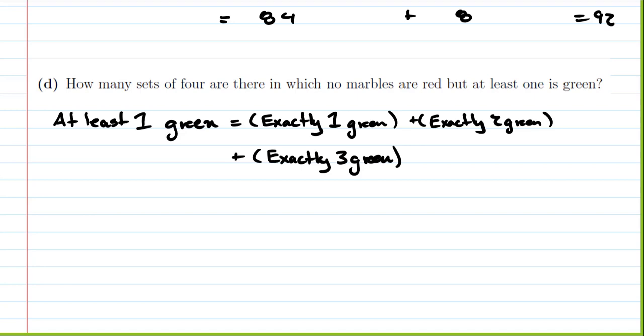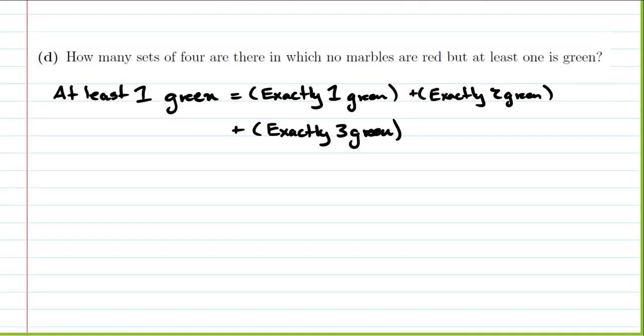Okay. So now we need to do something similar to what we did before. So we're going to need to pick exactly 1 green. And what's our other condition? No marbles are red and at least one green. Okay. So if we do our first alternative, so our first stage is we're going to pick green, so for exactly 1, and then stage 2 is we're going to pick not red.